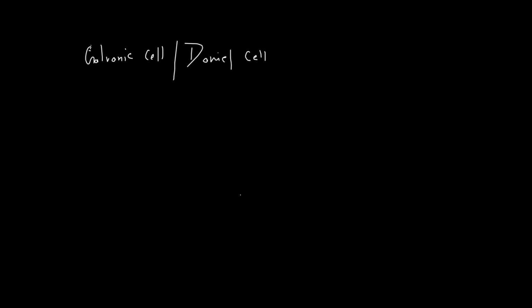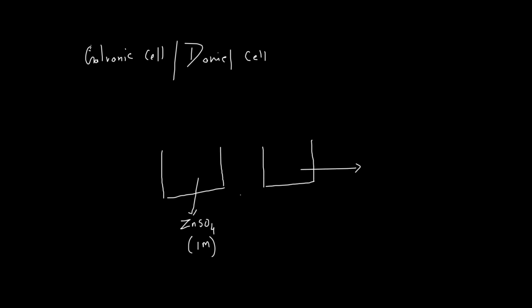A galvanic cell means the chemical energy is converted into electrical energy. Suppose we have one container filled with ZnSO4 solution whose concentration is 1 M, and another container filled with CuSO4, whose concentration is 1 M.